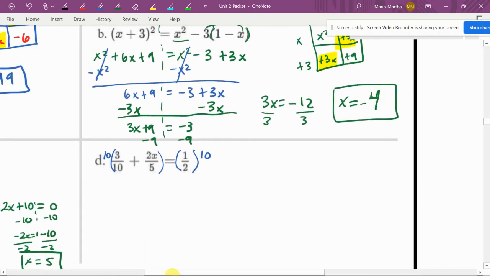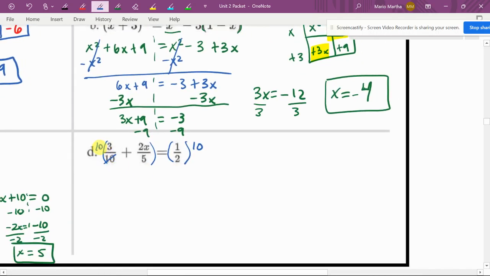So everything by 10. So this goes away with that. And then make sure you multiply it times the second one. So 3 times 10 is 30, divided by 10 gives me 3. 10 times 2 is 20, divided by 5 gives me 4. So that's just 4x. And then half of 10 is just 5.